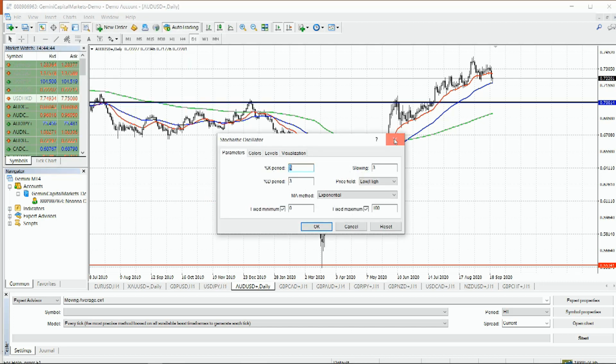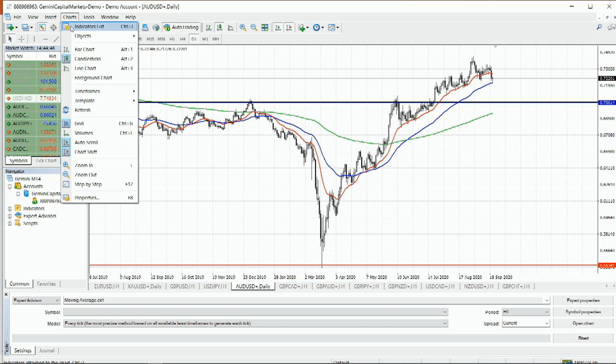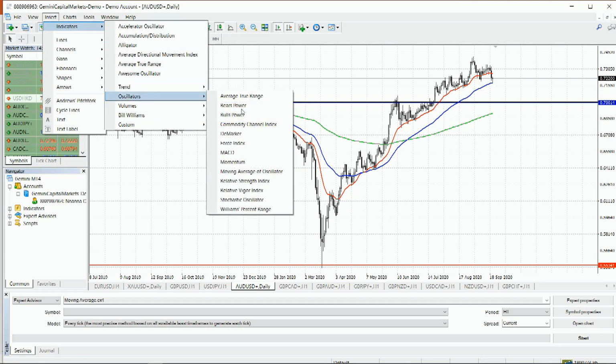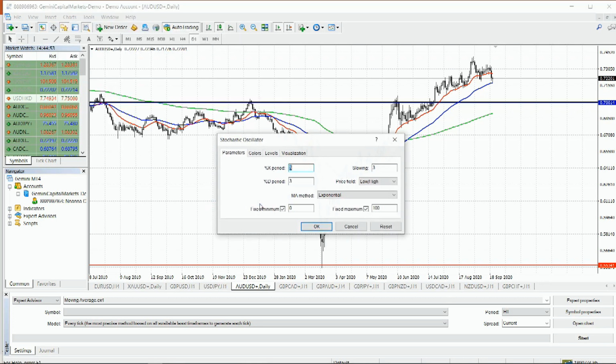I hope you saw what I just did. I did insert, indicators, oscillators, and then stochastic oscillator. Now, in the stochastic oscillator, there are parameters I like to use better. The parameters I prefer to use are 5, 3, 3, and then I like to apply this to the close, and it's exponential, so it uses the exponential EMA.